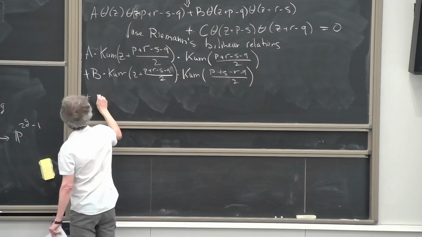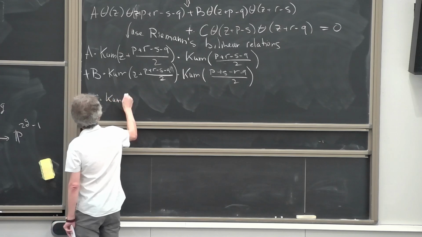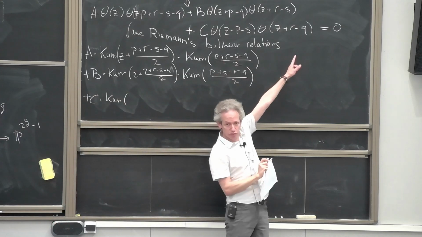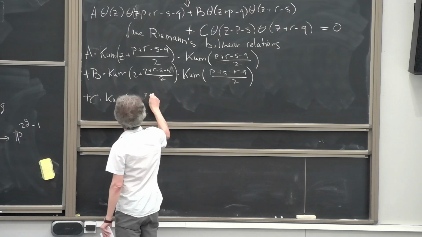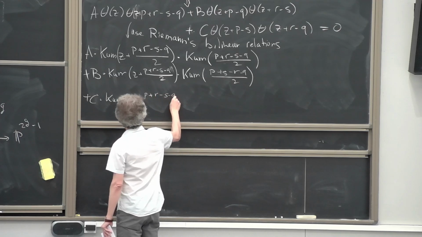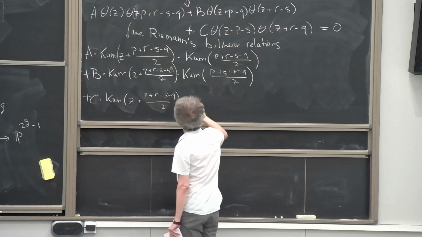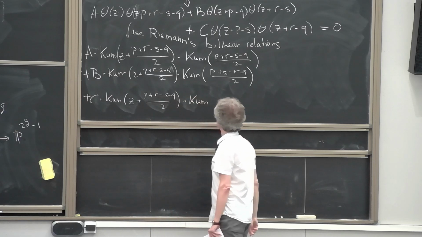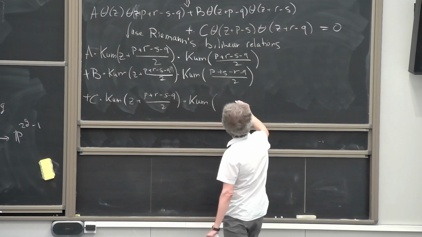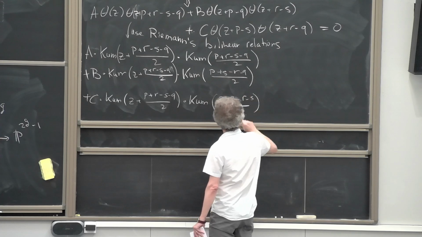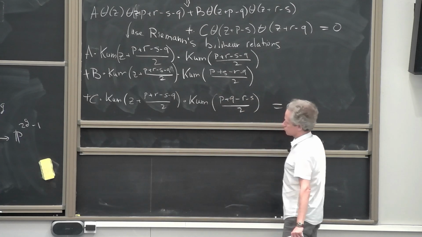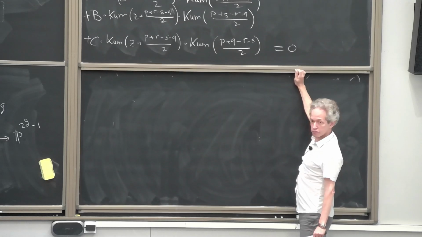Third C times the Kummer. Well, I hope we have learned by now that the half sum will be the same because it's actually the same bundle. So it's the Kummer of Z plus P plus R minus S minus Q over 2 times the Kummer of half difference, okay?